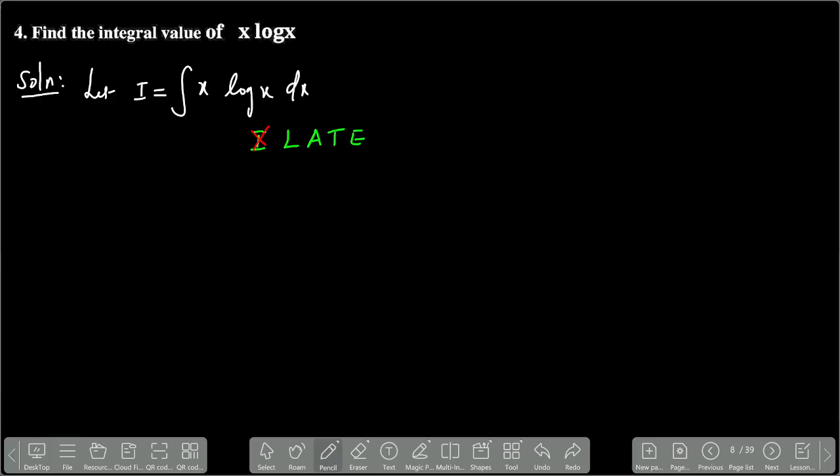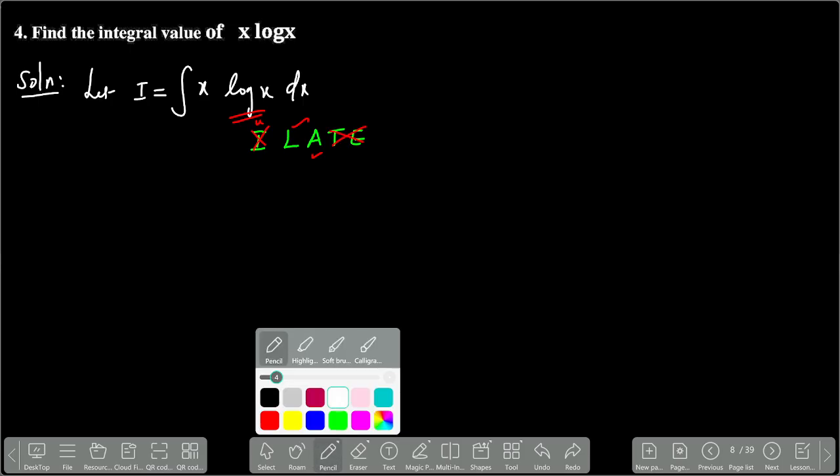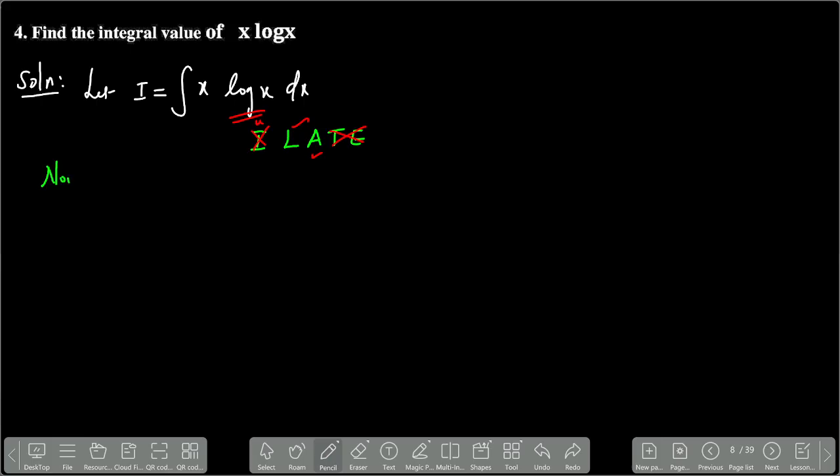Log exists here, so this is u. And then an algebraic function exists, and there is no trigonometric or exponential. What is the suggestion here? Now u equals the first function, log x. And dv equals the second function, x into dx. Any doubt?